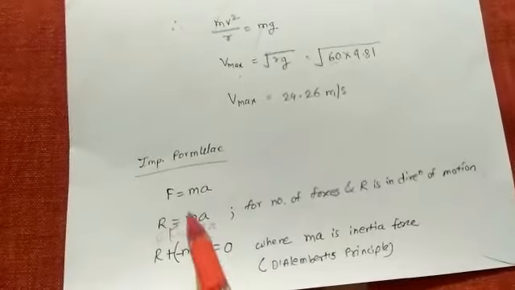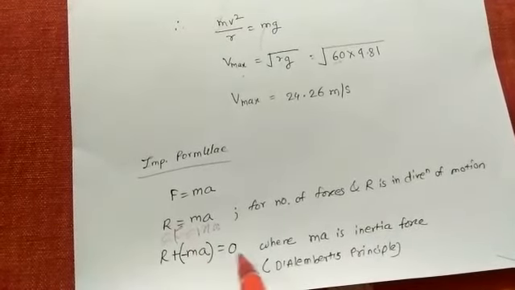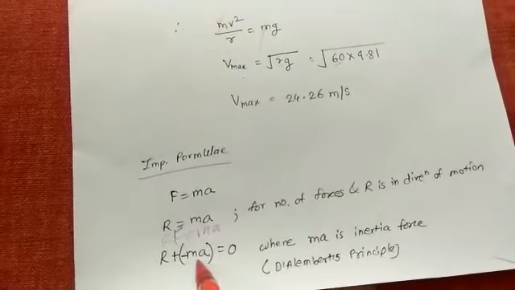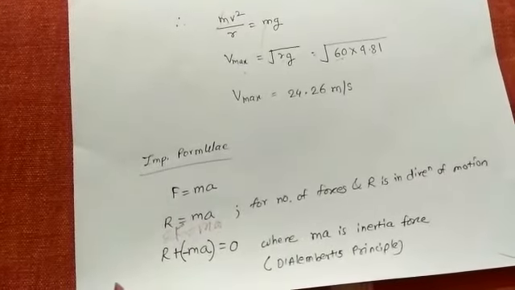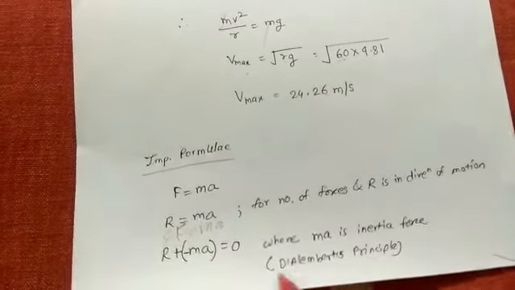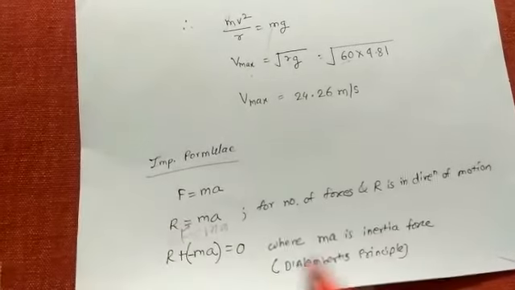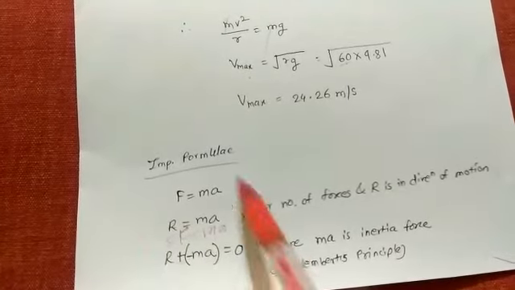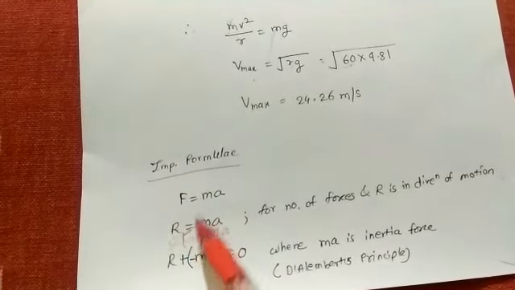Okay. So in another way you can write R plus or minus ma equal to 0, where this ma is the inertia force. It is also called D'Alembert's principle, but this D'Alembert's principle is not in the syllabus. But you can consider this as the application of Newton's second law of motion.